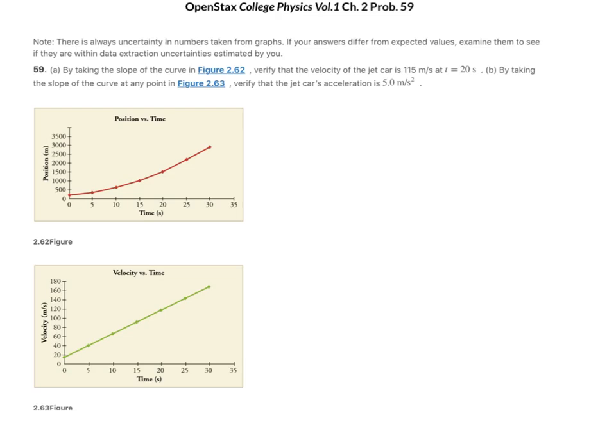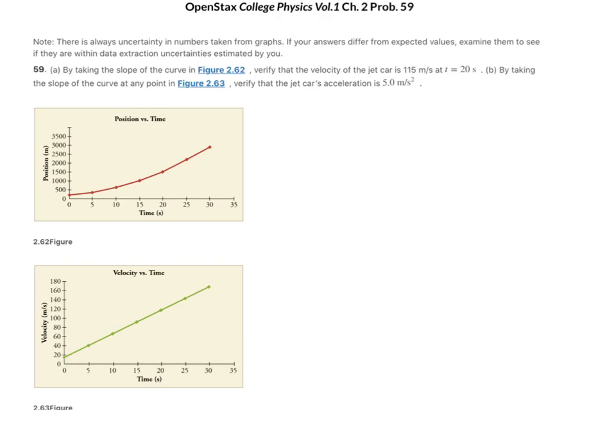Let's look at OpenStax College Physics Volume 1, Chapter 2, Problem 59. A. By taking the slope of the curve in Figure 2.62, verify that the velocity of the jet car is 115 meters per second at t is 20 seconds. B. By taking the slope of the curve at any point in Figure 2.63, verify that the jet car's acceleration is 5 meters per second squared.